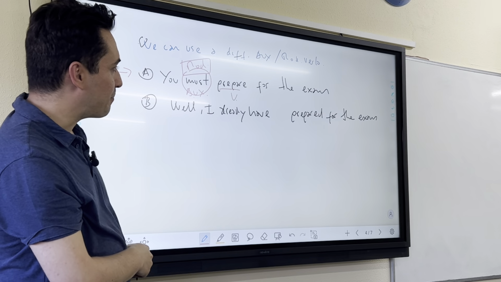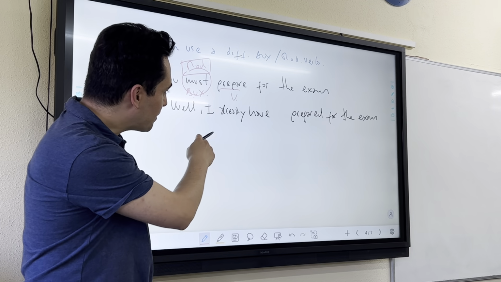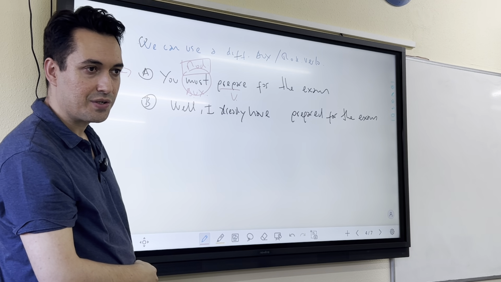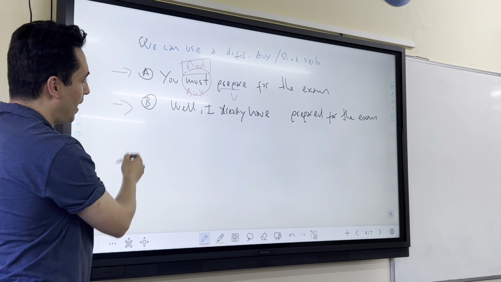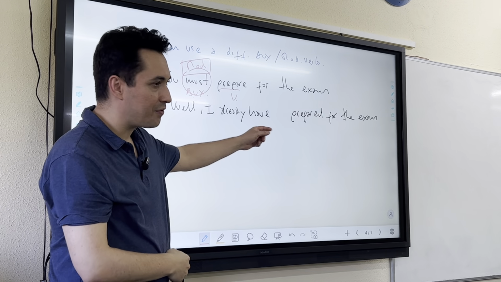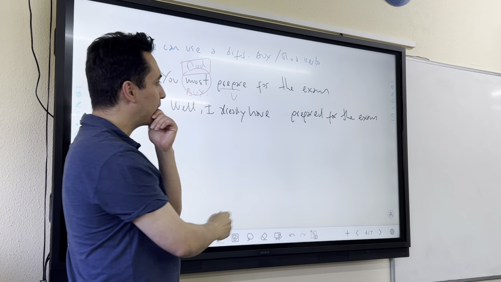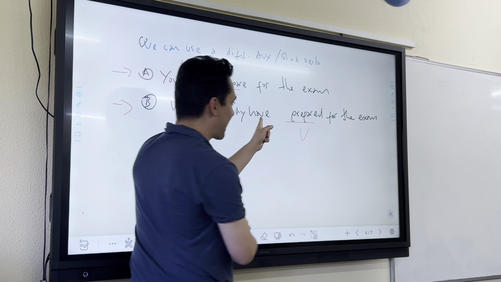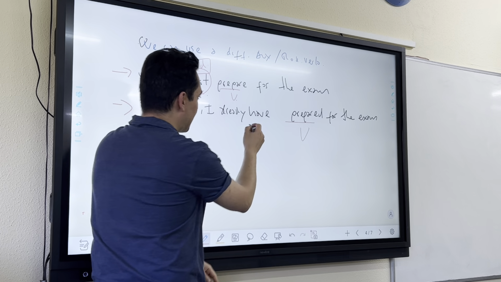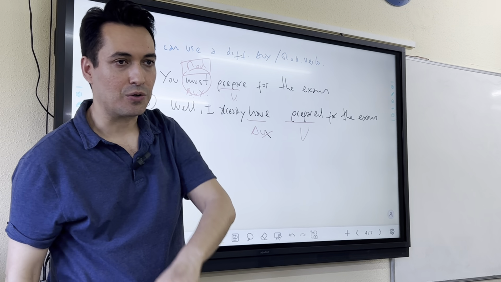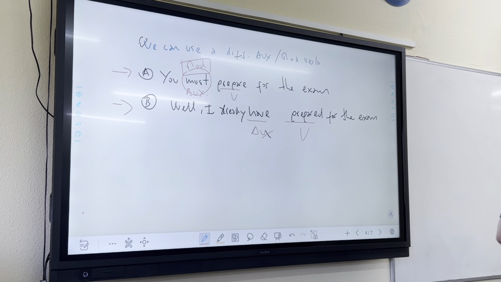Well, I already have prepared for the exam. What is the auxiliary in the second sentence? And what is the main verb in the second sentence, in the response? Well, I already have prepared for the exam. What is the main verb, Gabriela? Prepared is the main verb. And what is have? Auxiliary.